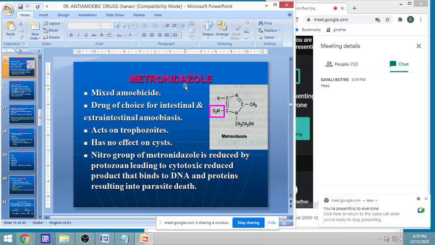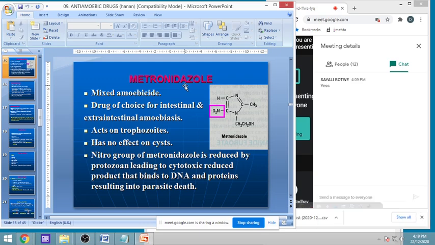So the first and most prominent drug is metronidazole. We have seen it is a mixed amoebicide. Why do we call it mixed? Because it is for systemic as well as for luminal amoeba. It is the drug of choice for both intestinal and extra-intestinal amoebiasis. It acts on trophozoites, but it has no effect on cysts. So only when cysts are converted into trophozoites and they grow and develop is it useful, otherwise it is not useful.